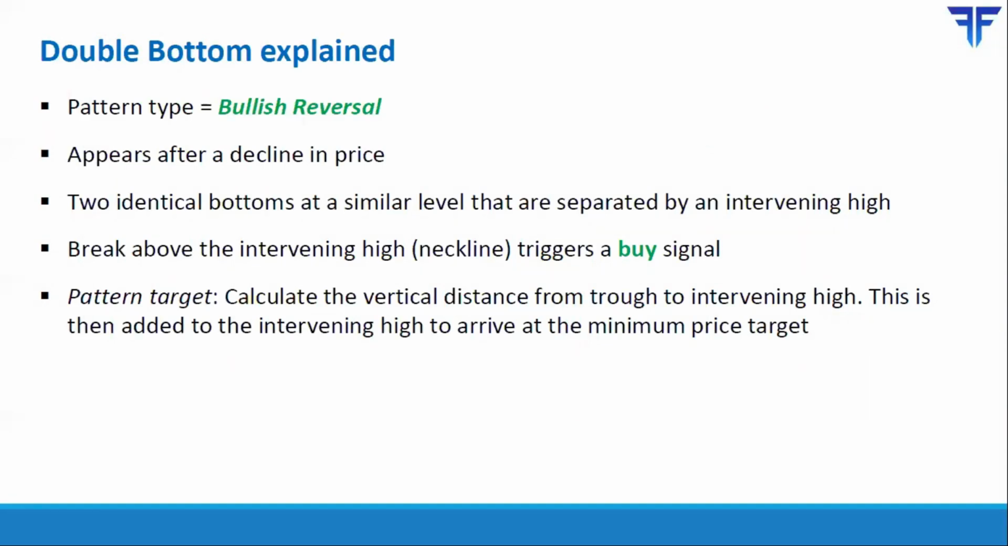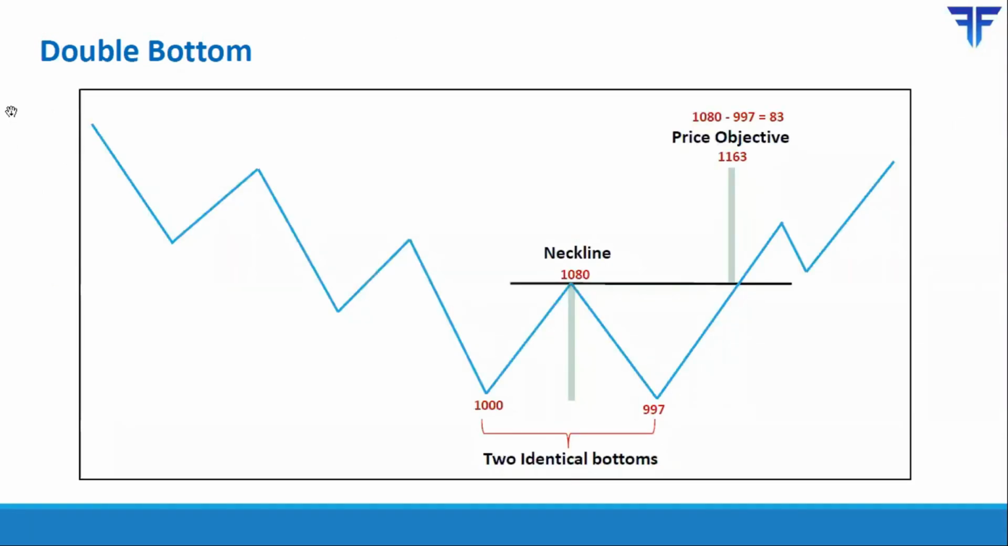So double bottom, as we spoke, is a bullish reversal pattern that appears at the end of a downtrend. You have two identical bottoms at roughly the same level that are interspersed by an intervening high. Once price breaks above that intervening high, going forward in time, it completes the double bottom pattern, and you can buy on the breakout with this particular price target.